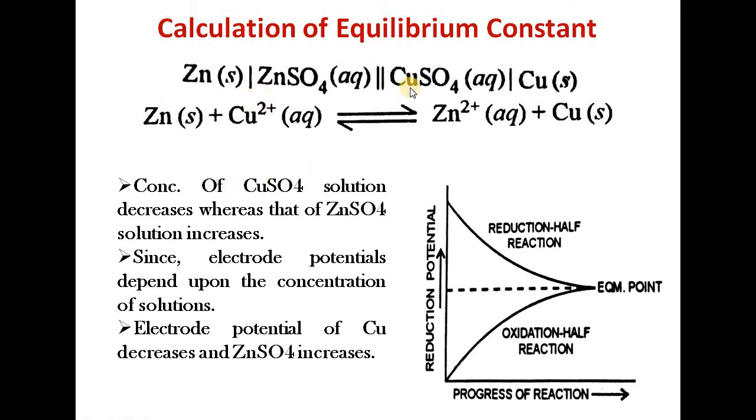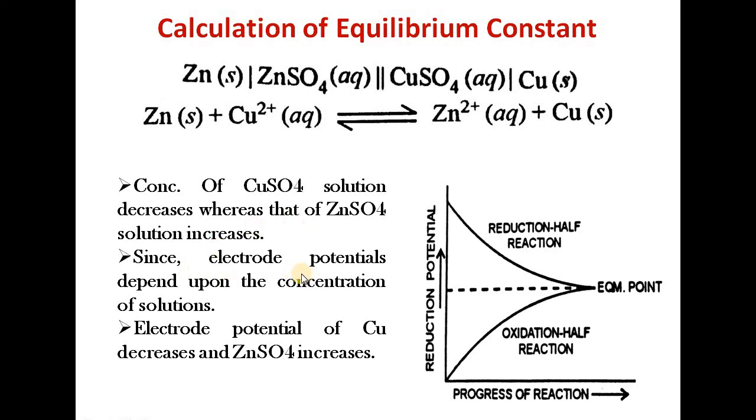What we can say here, in case of the reduction half cell reaction, the copper 2 plus ion is taking up electrons and converting to copper. So the concentration of copper 2 plus ion is decreasing in this half cell. Whereas in the oxidation half cell, zinc is losing 2 electrons and converting to zinc 2 plus. So the concentration of zinc 2 plus ion is increasing in this anode half cell, the oxidation half cell.